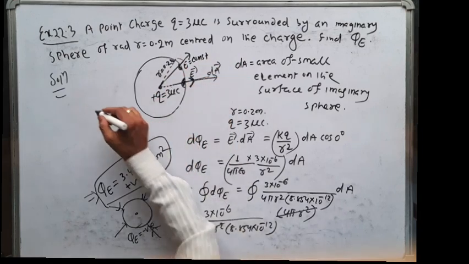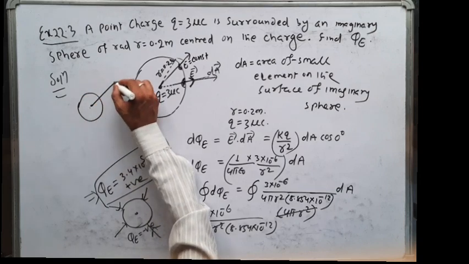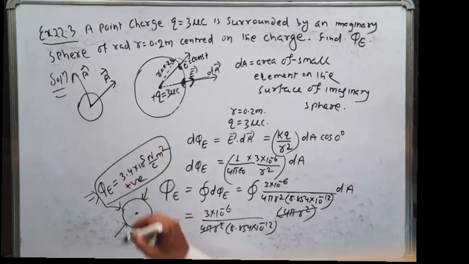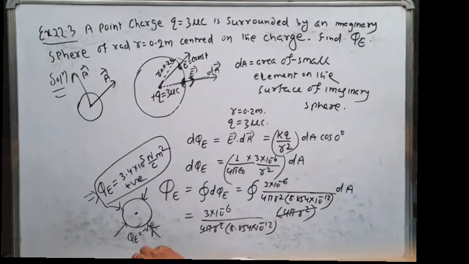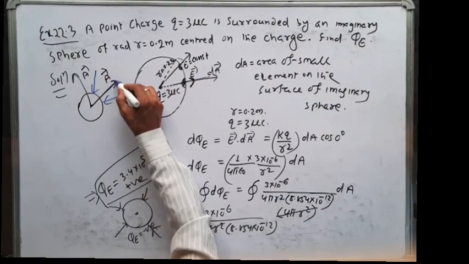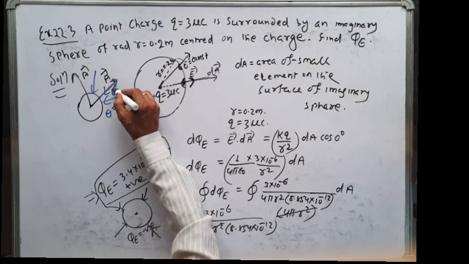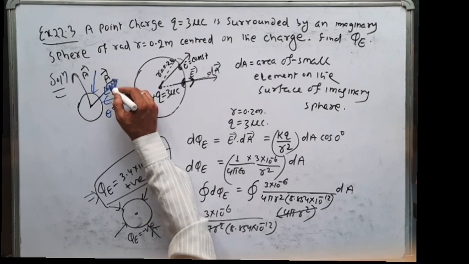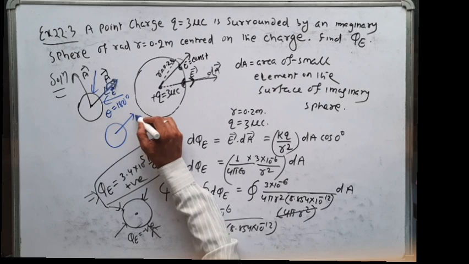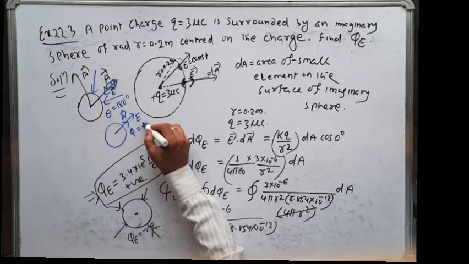Why so? Suppose this is the closed surface, and the area vector is always away from the surface. But if the electric field is inward and the area vector is outward, so theta is what? 180 degrees. Cos 180 is negative, so flux will be negative. But if the electric field is outward, and the area vector is always outward, then theta is 0 degrees. In that case, flux will be positive.